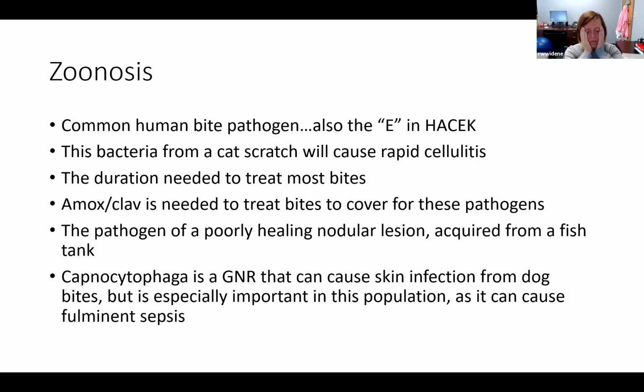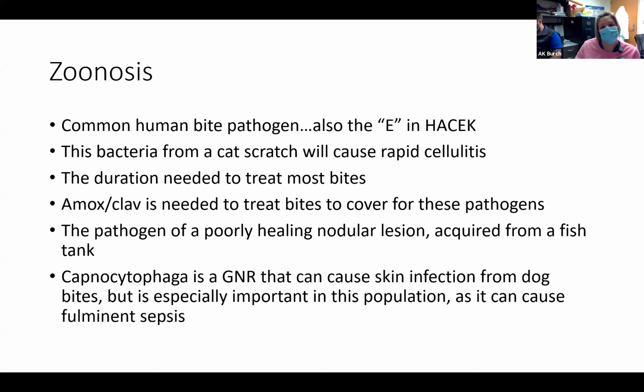What's that anaerobe, that mouth anaerobe Peptostreptococcus that it's resistant to? Yep, that's right as well. That's why we like Augmentin. Okay. Augmentin or Unasyn, ampicillin-sulbactam, is the drug of choice for anything mouth.